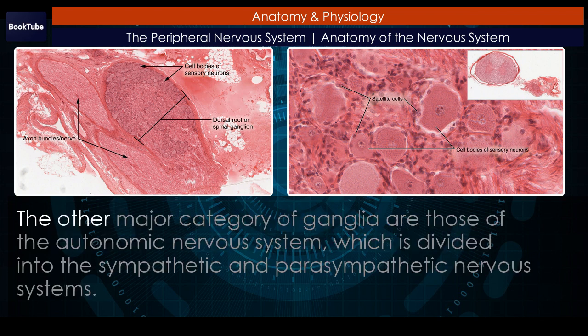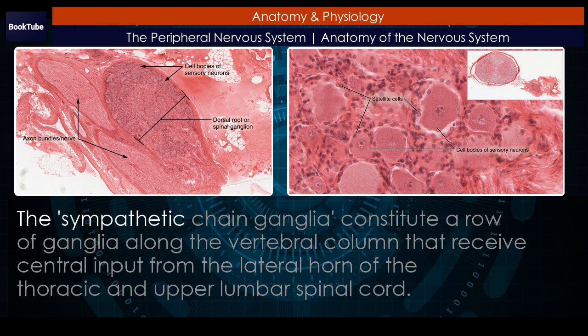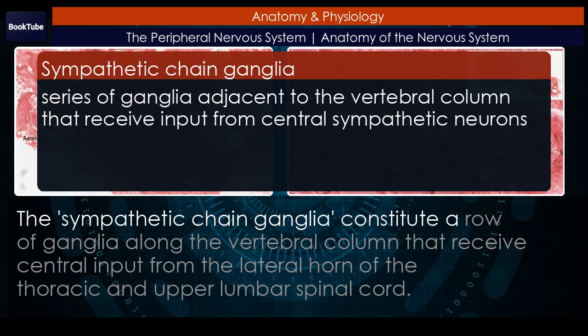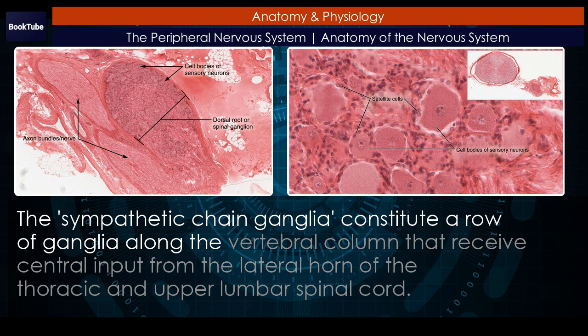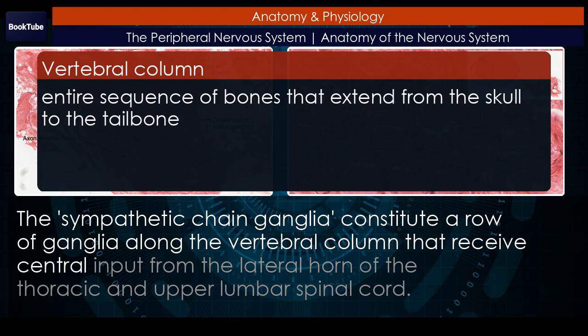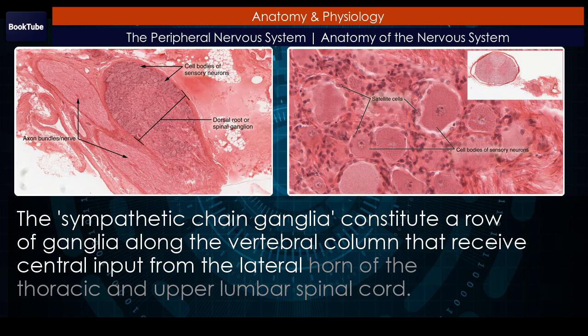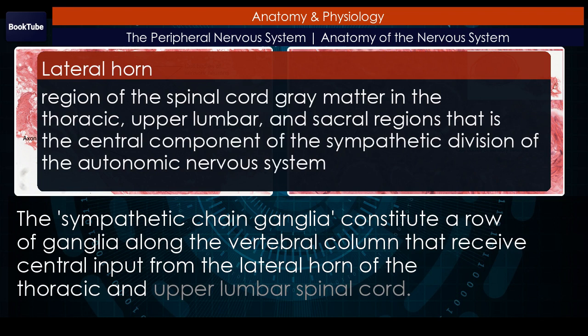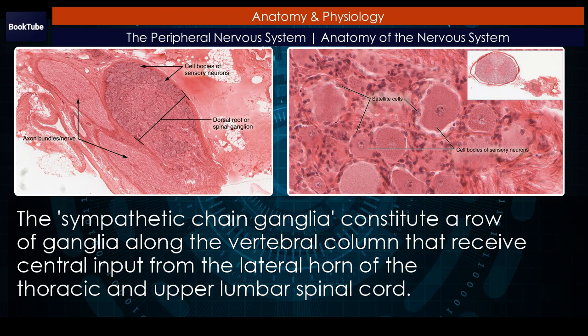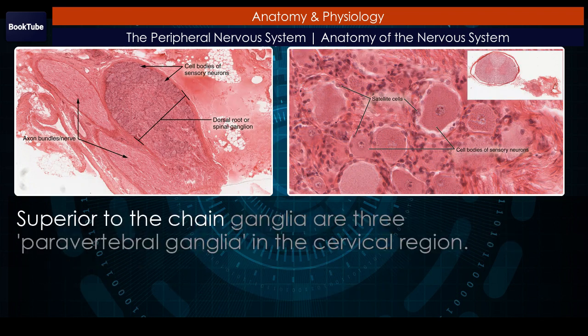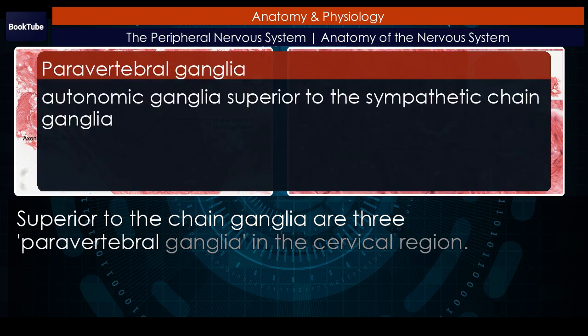The other major category of ganglia are those of the autonomic nervous system, which is divided into the sympathetic and parasympathetic nervous systems. The sympathetic chain ganglia constitute a row of ganglia along the vertebral column that receive central input from the lateral horn of the thoracic and upper lumbar spinal cord. Superior to the chain ganglia are 3 paravertebral ganglia in the cervical region.